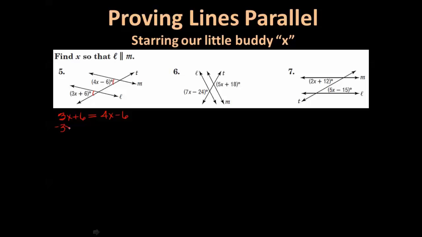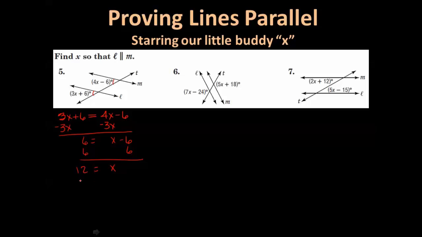We're going to subtract 3x from both sides, doing a little algebra. So I'm going to have 6 equals x minus 6. Add 6 to both sides. I got 12 equals x.